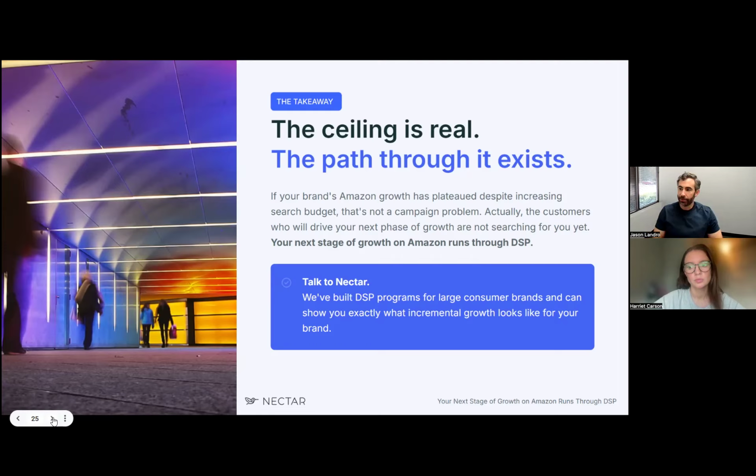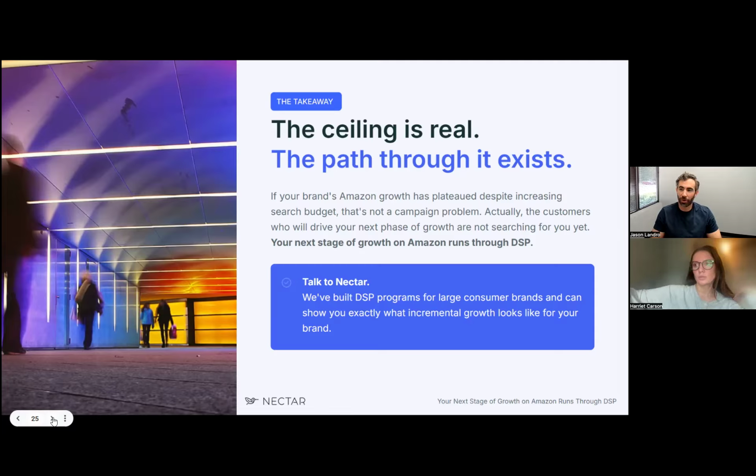But it is a really important part of getting to that next level and growing your market share, especially because Amazon itself is more invested in advertising. And so it's no secret that Amazon has become more pay to play over the past few years. And being invested in DSP is part of that.